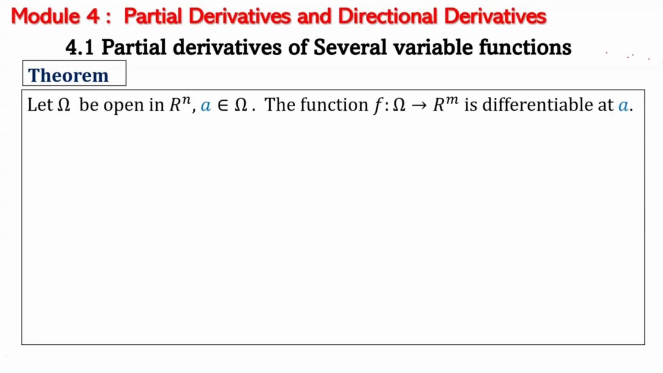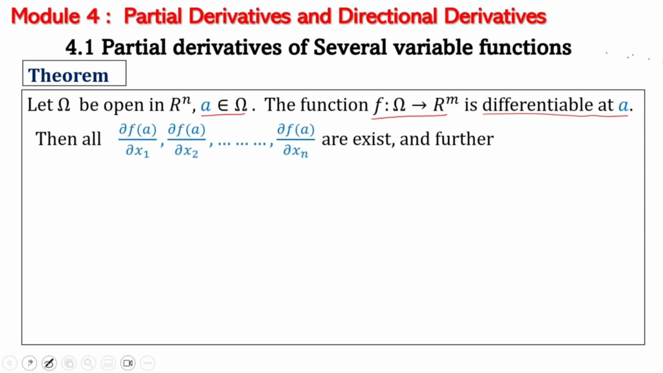Let Ω be open in Rn and a is a point in Ω, and we have a function f from Ω to Rm, and we assume that this is a differentiable function at a. Then all the partial derivatives of f at the point a exist.